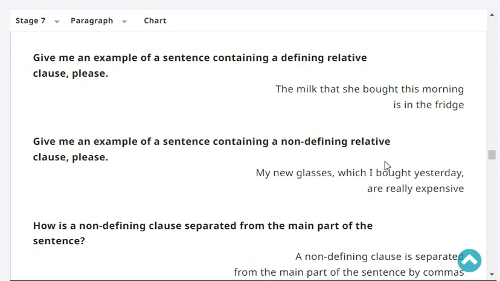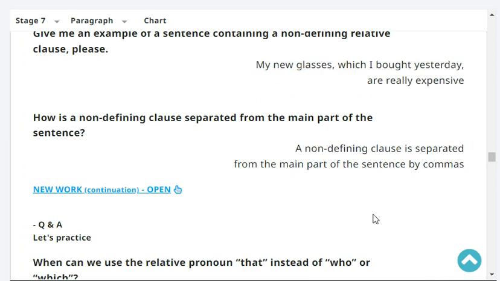Give me an example of a sentence containing a defining relative clause, please. The milk that she bought this morning is in the fridge. Give me an example of a sentence containing a non-defining relative clause, please. My new glasses, which I bought yesterday, are really expensive. Very good.